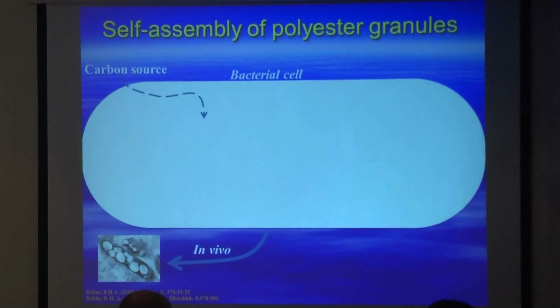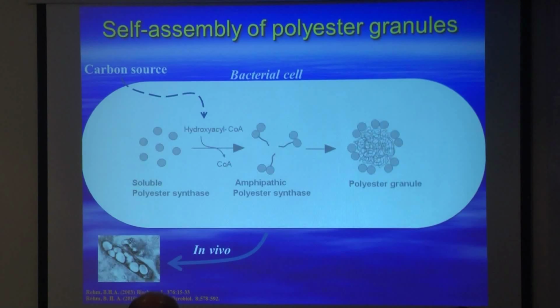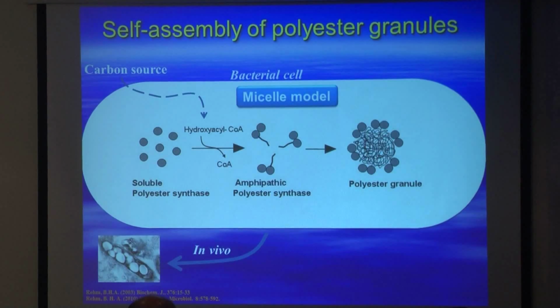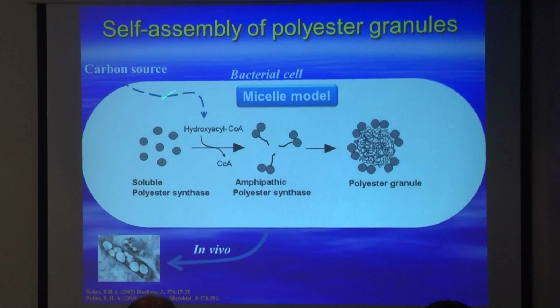If we look into the self-assembly process of these polyester granules within the bacterial cell, it's depicted here. We have the soluble synthase. It's only one protein actually which is critical, and that's the synthase that takes up the substrate. That substrate can be made available in any living system. It's actually coming from acetyl-CoA, and we know that's a central metabolite of any living system. I don't know life without acetyl-CoA as a central metabolite.